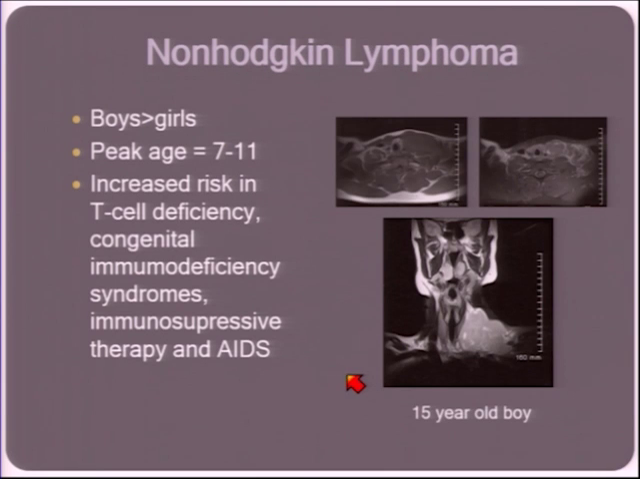Non-Hodgkin lymphoma is more common in boys compared to girls and has a peak age in pediatrics of 7 to 11. We see an increased incidence in immunocompromised patients, be that from congenital or acquired causes. Here's a 15-year-old boy. This is another Burkitt lymphoma. You can see the supraclavicular lobulated mass. It's made up of a conglomeration of enlarged lymph nodes. It's sort of homogeneous and isointense to muscle on T1.